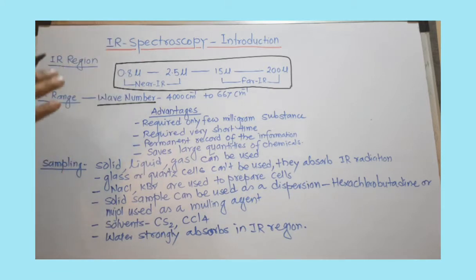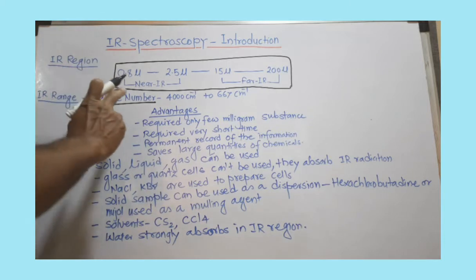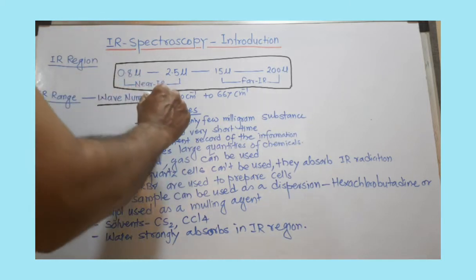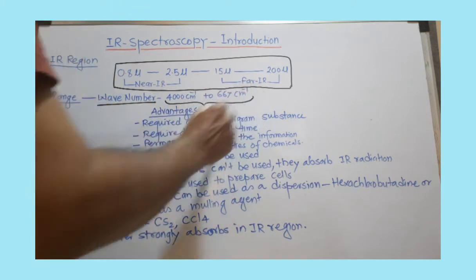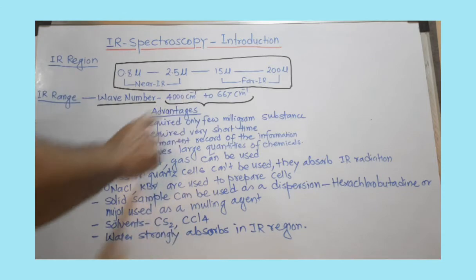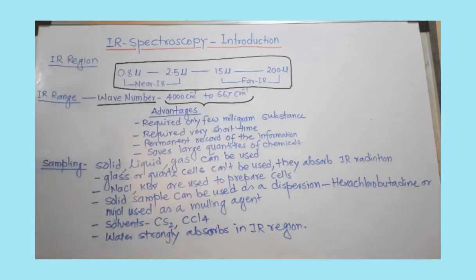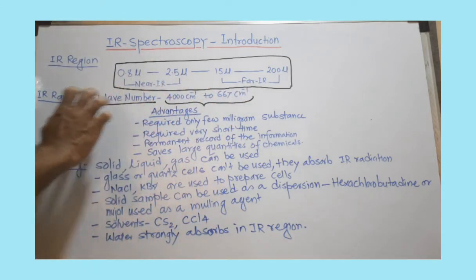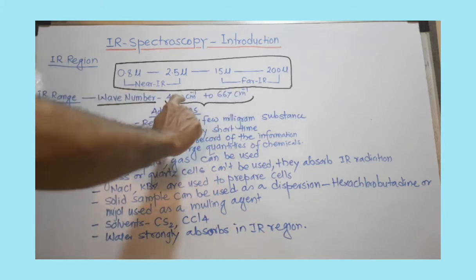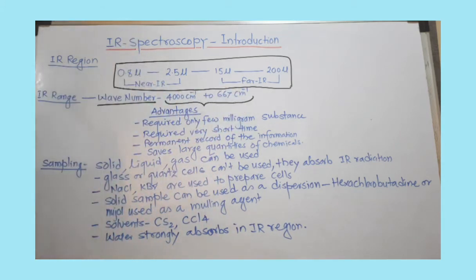In IR spectroscopy, when you see the IR spectrum, the absorption is measured in terms of wave number, and that actually ranges from 4000 to 667 per centimeter. So this is the wave number, and in terms of wave number, we need this much range for IR spectroscopy.